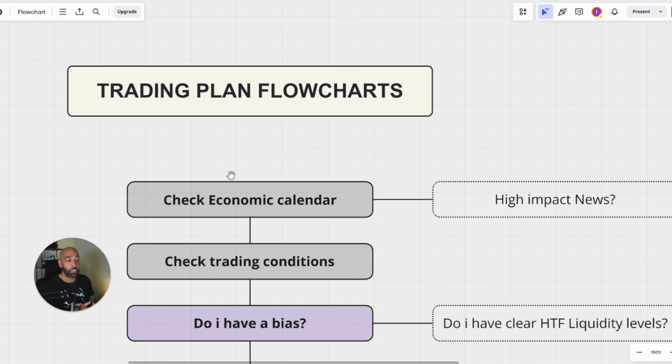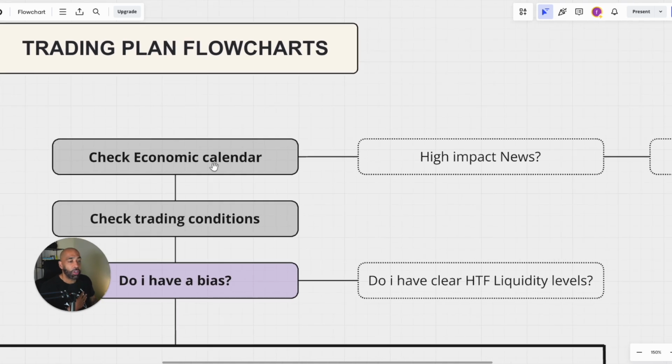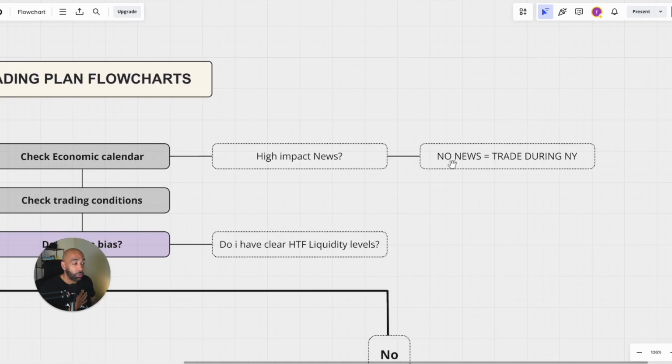So the first thing is I'm going to check my economic calendar. Now, there are plenty of calendars you can check, TradingView, Financial Juice, the economic calendar, whatever it may be, market updates, market vision, market watch, okay? Plenty of that. Now, if I do have high impact news, okay? If I do have high impact news, for me, no news equals trade during the New York, okay? So if there is no news, I will look to trade maybe during the New York session.